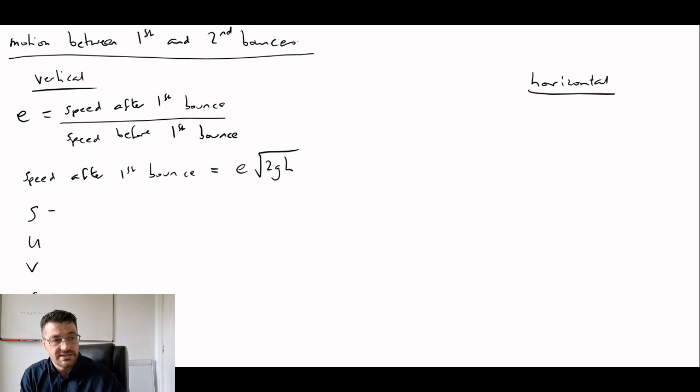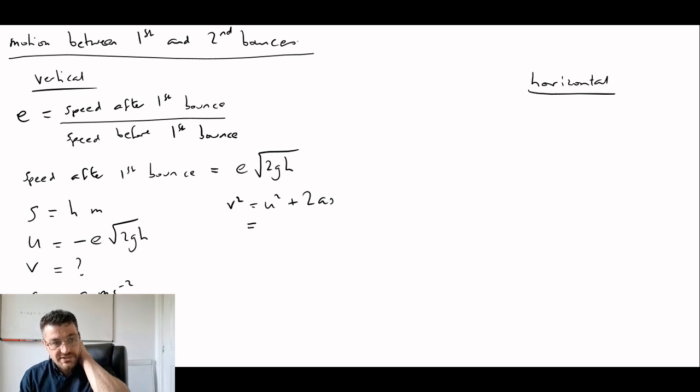S-U-V-A-T. s is equal to h meters. u is equal to minus e square root of 2gh. v is something that we're going to need to figure out. a is equal to g meters per second squared. t is something that we're going to need to figure out as well. Okay, so let's have a look. v squared equals u squared plus 2as again.